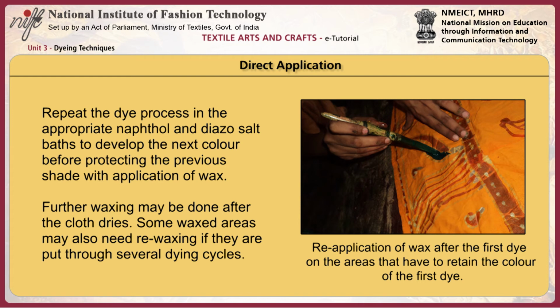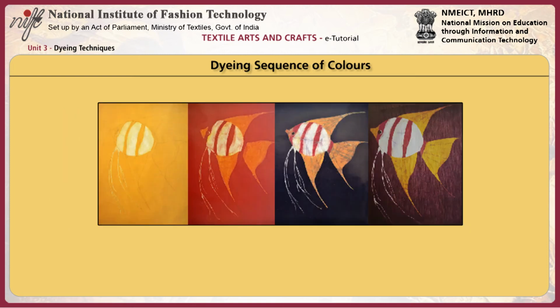Repeat the dye process in the appropriate naphthol and diazo salt baths to develop the next color before protecting the previous shade with application of wax. Further waxing may be done after the cloth dries. Some waxed areas may also need rewaxing if they are put through several dyeing cycles. These diagrams illustrate the dyeing sequence of colors from light to dark and the waxing of areas for a fish motif.